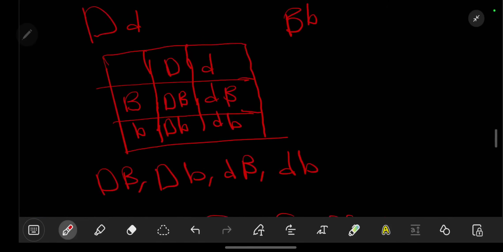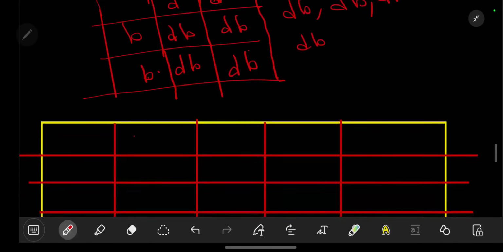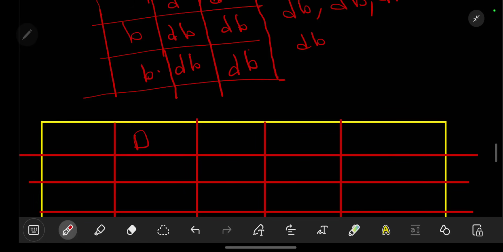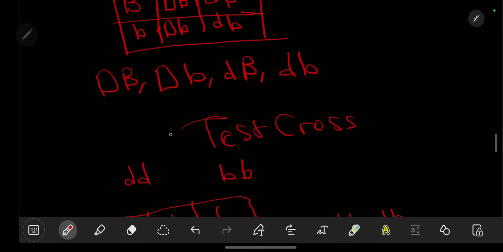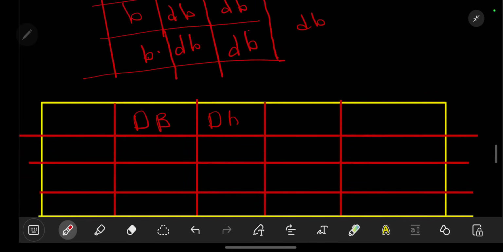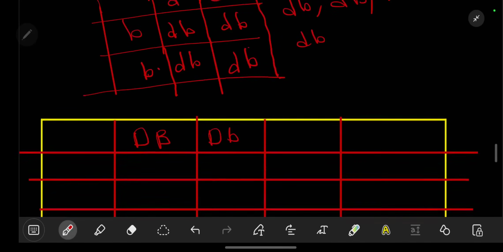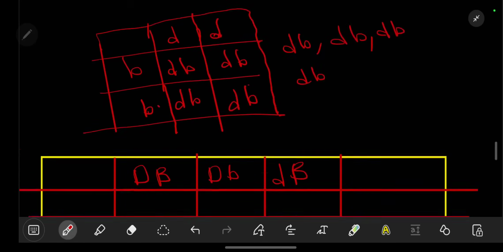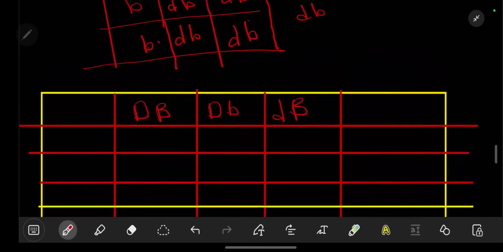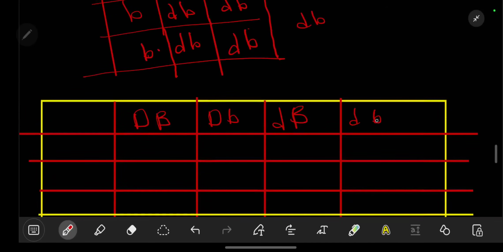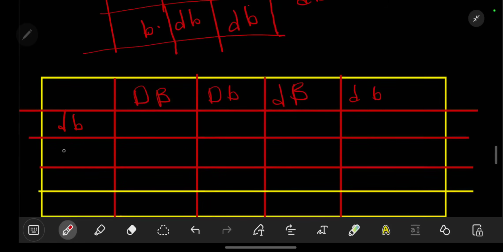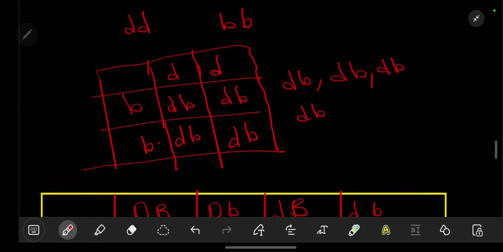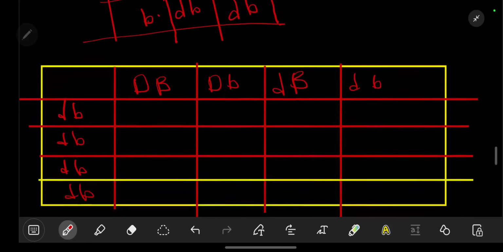So first let's get this. We have our D, big letter B. Then we have our D, small b. Then we have our D, big B. Last but not the least, we have two small letters, our D, B, like that. Then this side we are going to have small letters DB, DB, DB. It's only after you do this Punnett square that you can enter there.